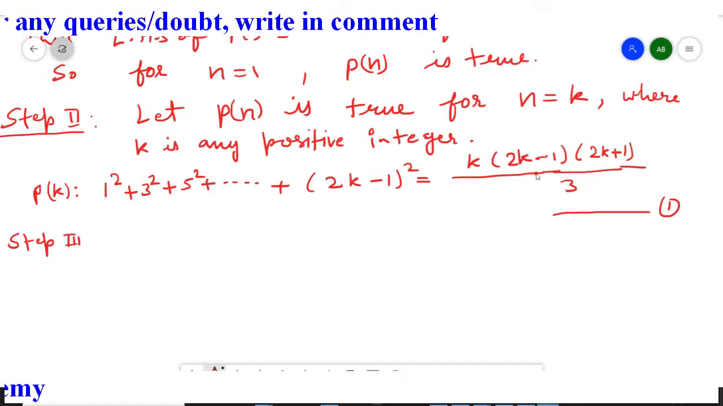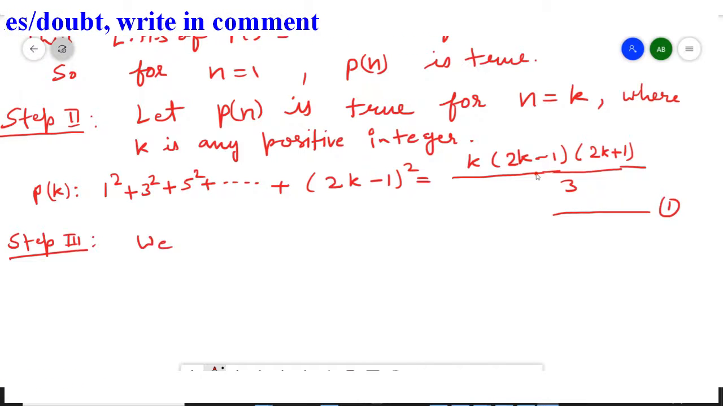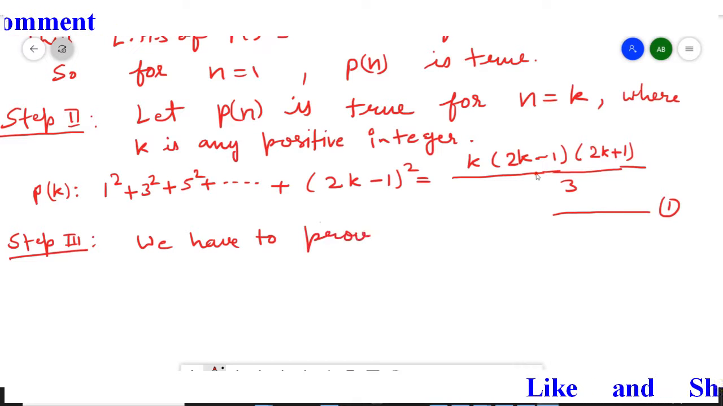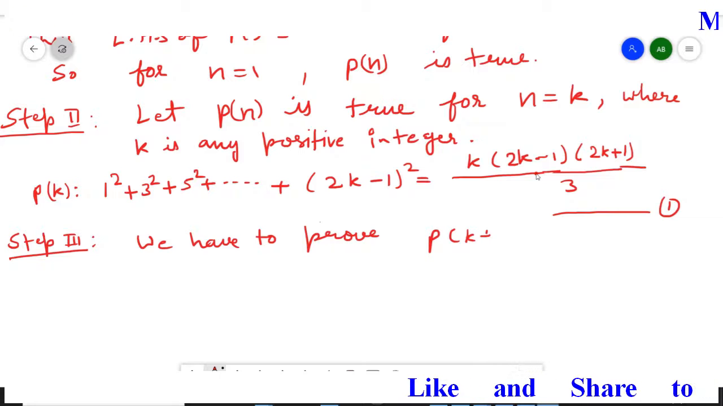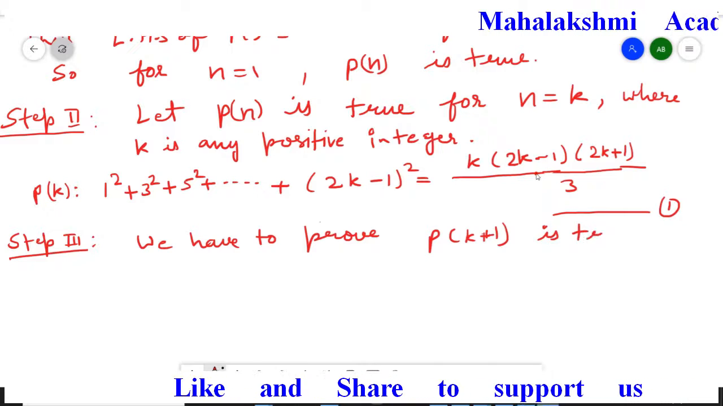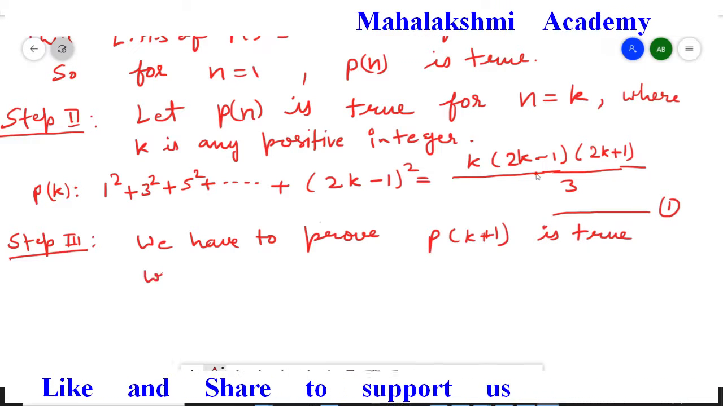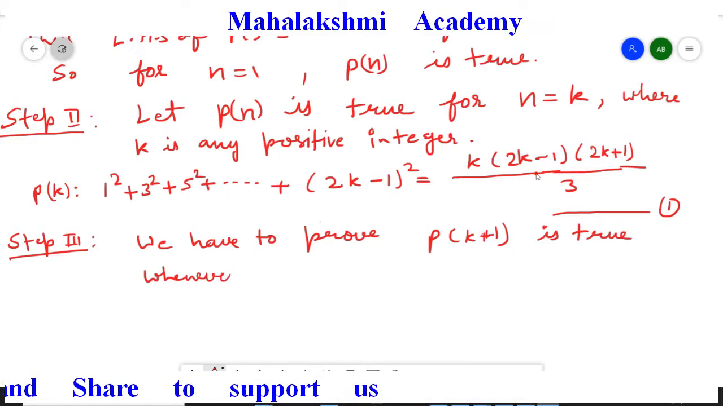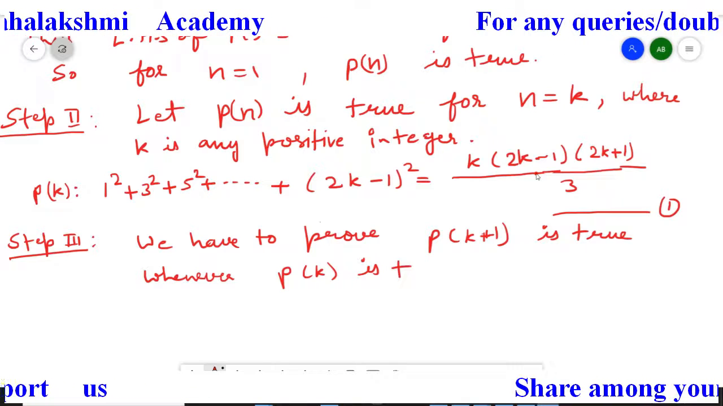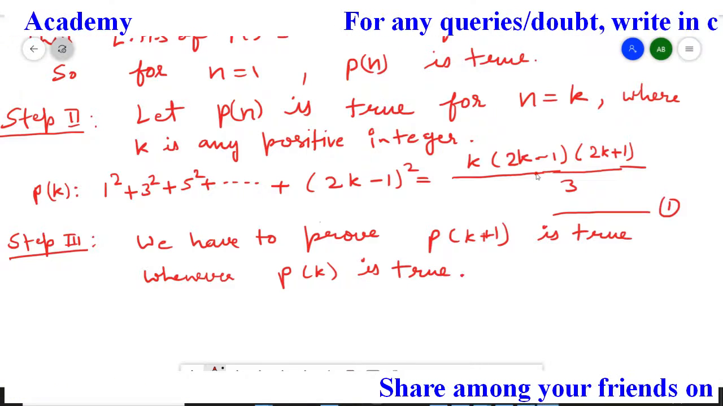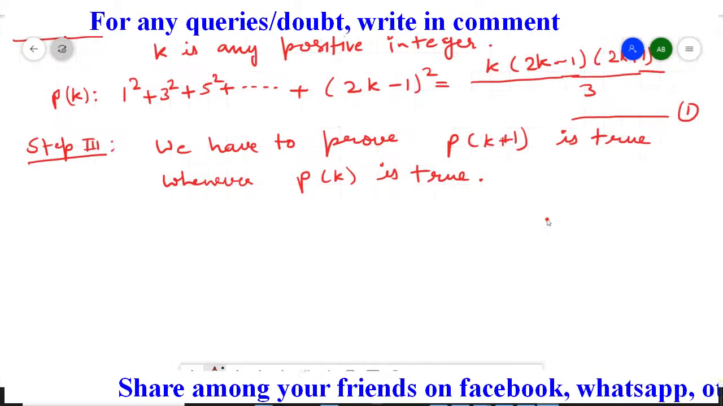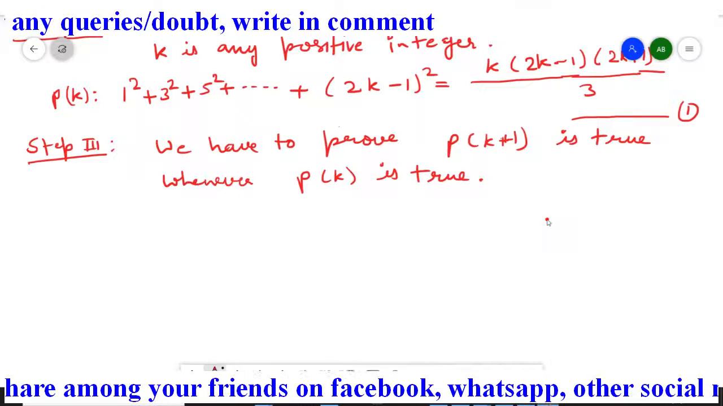Step third. In step third we have to prove that statement P(k+1) is true whenever P(k) is true. So what we have to do is, with the help of equation 1, we have to bring the P(k+1) statement. So first we will write down and solve with the help of the equation.